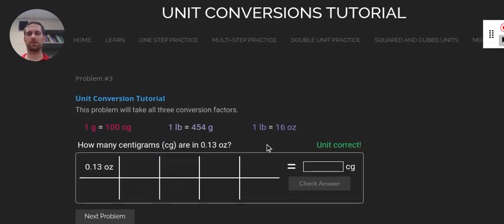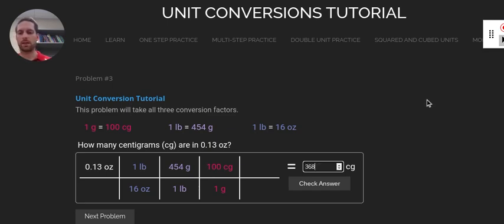How many centigrams are in 13 ounces? Well, you have to cancel the ounces to get pounds. Then we have to cancel the pounds to get grams. Then we want centigrams, so centigrams has to be on top, grams has to be on bottom. So we're going to get 0.13 times 454 times 100 divided by 16. 368.875.